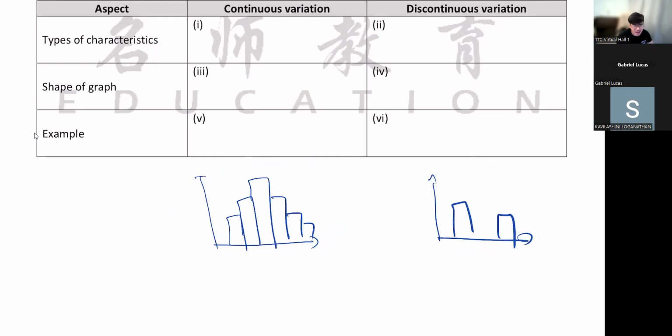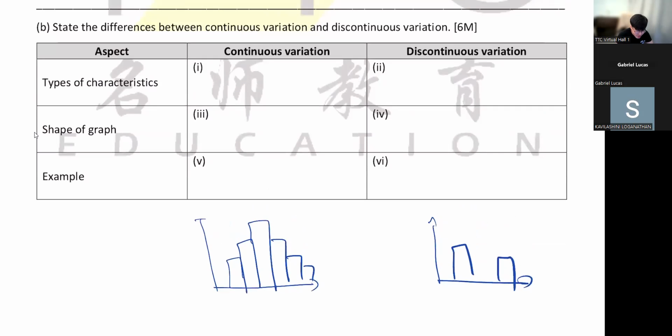Discontinuous is like your data. It's like your Wi-Fi. It's like your Bluetooth. Your Bluetooth setting, there's only two. It's either on or off. You don't say, oh, my Bluetooth is 50% on. What the hell is 50% on? There's no such thing. It's either on or off, either a 0 or 1. So this is your discontinuous, right? So your type of characteristic, they are continuous. They are not distinctive.